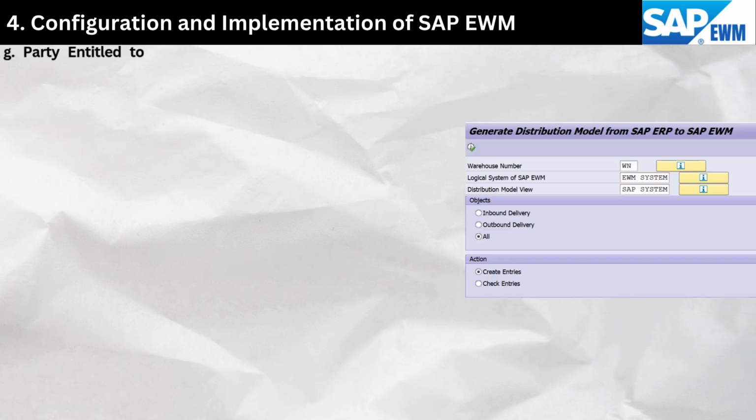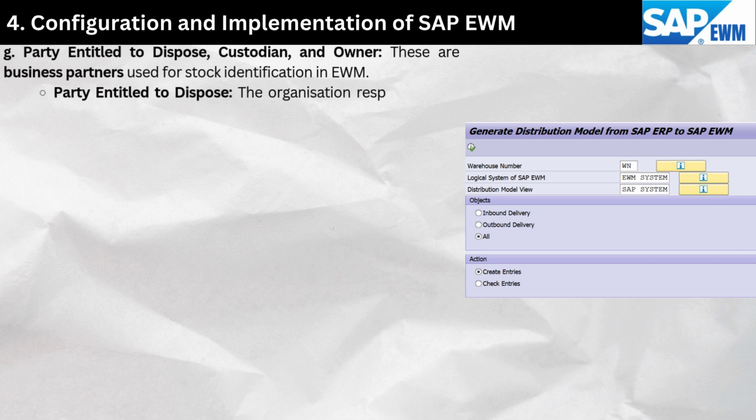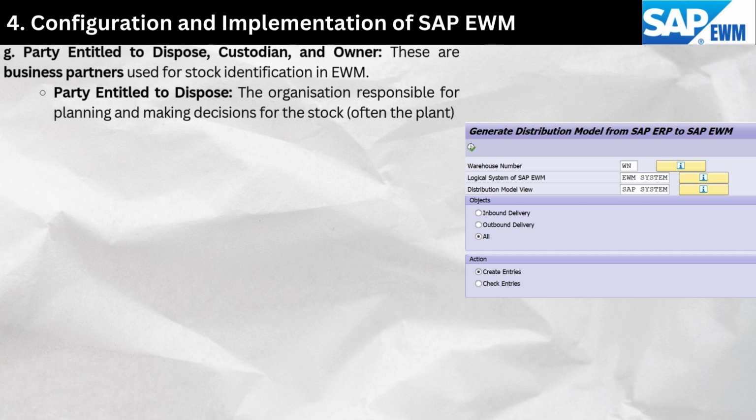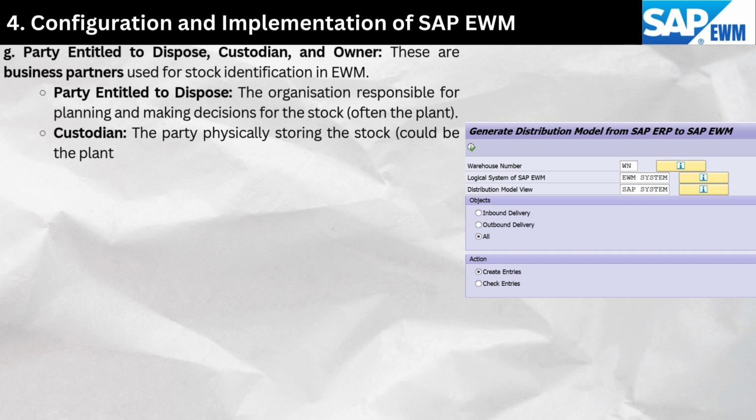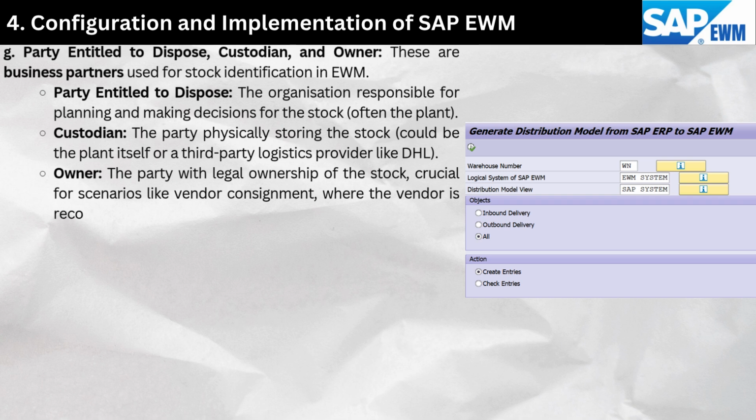Party entitled to dispose, custodian, and owner. These are business partners used for stock identification in EWM. Party entitled to dispose, the organization responsible for planning and making decisions for the stock, often the plant. Custodian, the party physically storing the stock, could be the plant itself or a third-party logistics provider like DHL. Owner, the party with legal ownership of the stock, crucial for scenarios like vendor consignment, where the vendor is recorded as the owner.